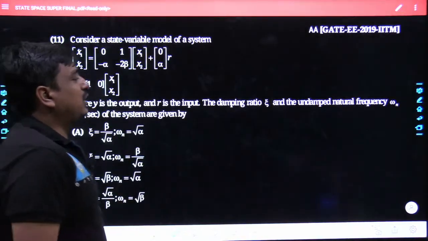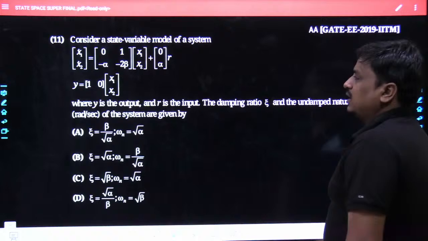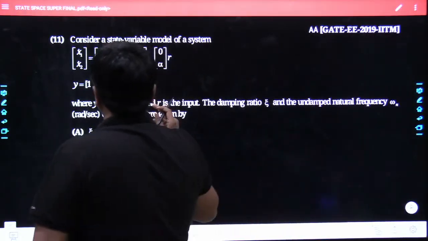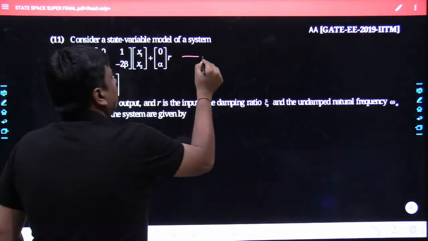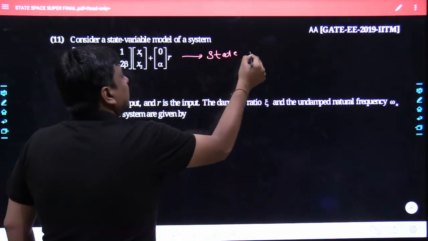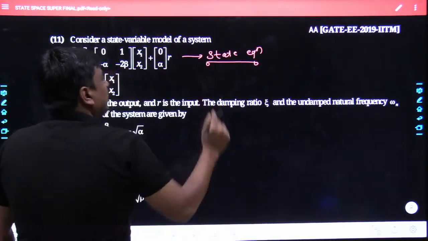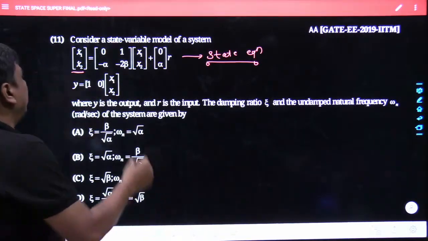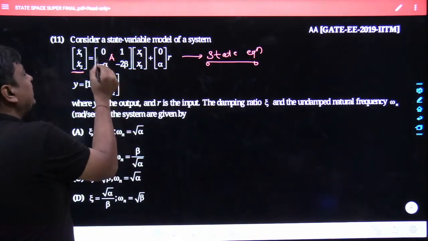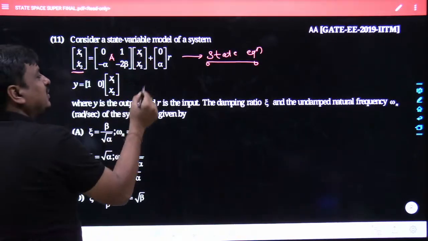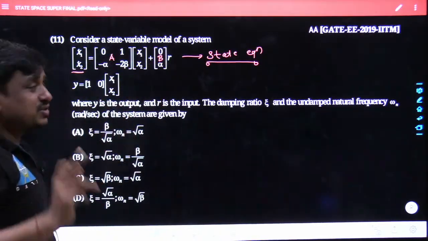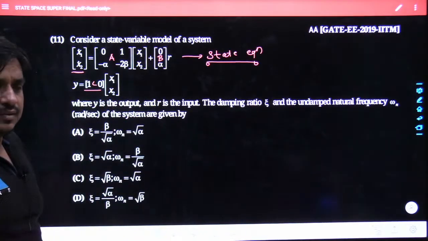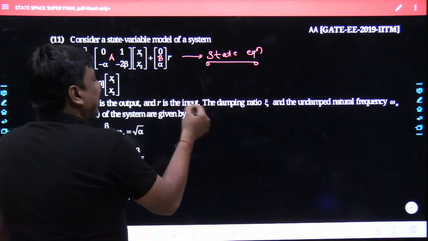This problem is more or less the same as the problem which we have taken earlier. See what the problem states. Consider a state variable model of the system. Obviously, you can see very well it is nothing but the state equation. What does it mean by the state equation? The state equation relates derivatives of the state variables with the state variables as well as the input. It's a matrix A which relates the derivative of the state variable with the state variable itself. It's a matrix B which relates the derivative of the state variables with the input, and that is nothing but the matrix C. Now, Y is the output and R is the input.